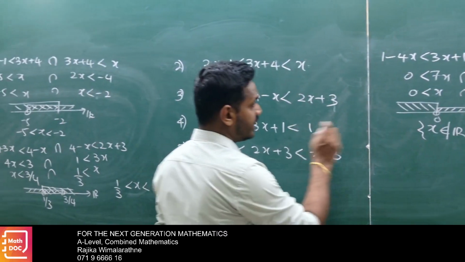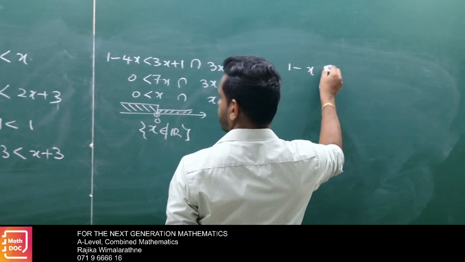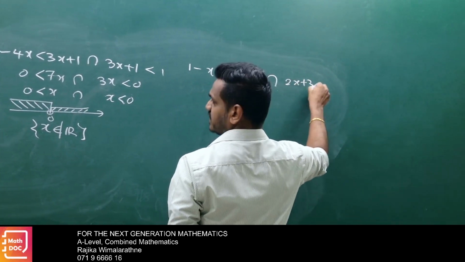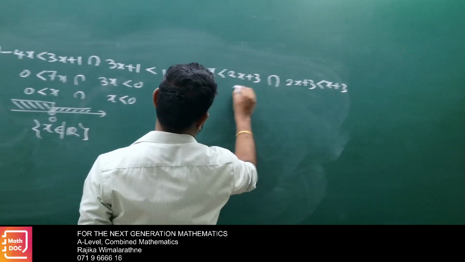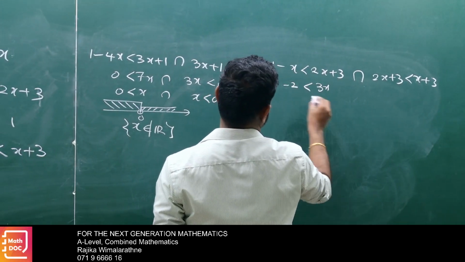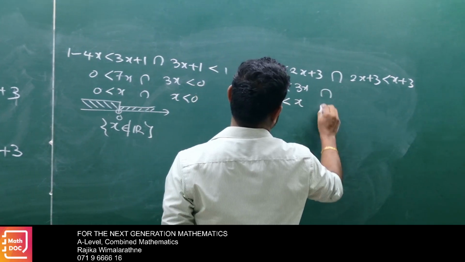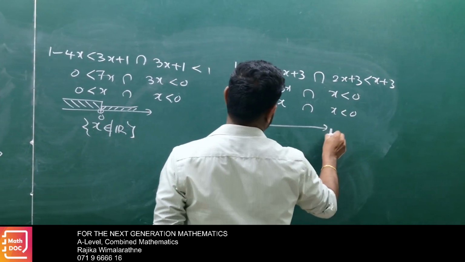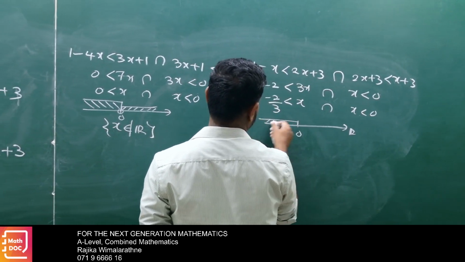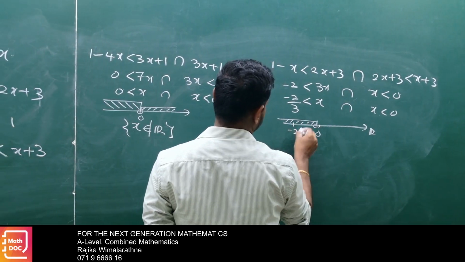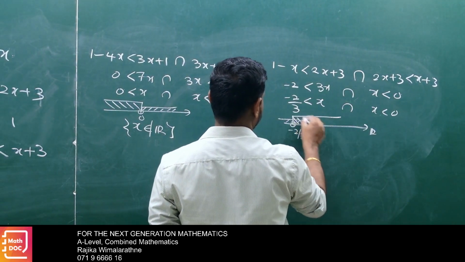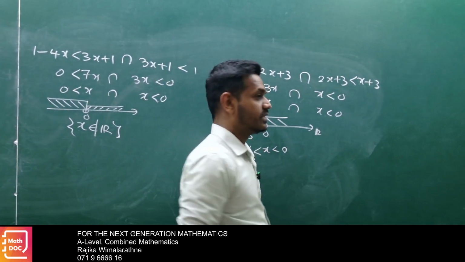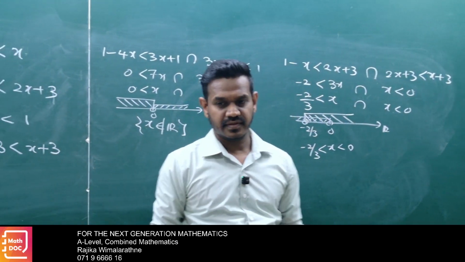Then 1 minus x less than 2x plus 3 and 2x plus 3 less than x plus 3. 3x greater than minus 2, minus 2/3, x less than 0. X value less than 0, x value greater than minus 2/3. So minus 2/3 to 0. Okay, complete.